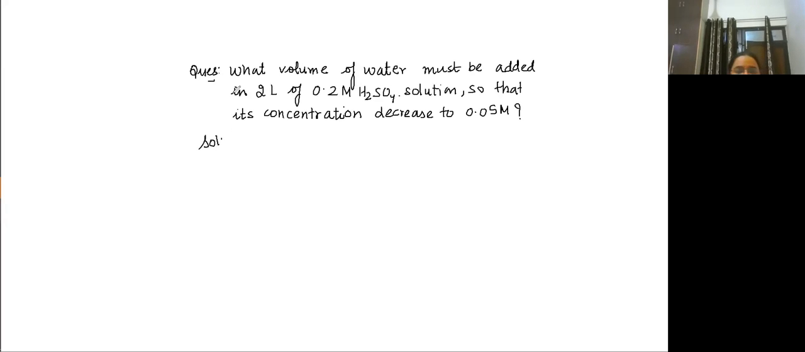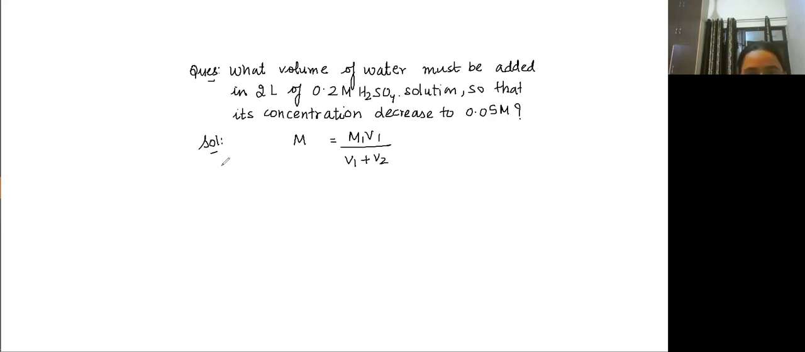So which case is this? You have to find out the volume of water that should be added to H2SO4. Is this a case of dilution or not? And what is dilution? M final is equal to M1 V1 divided by V1 plus V2. This is the formula that we use in case of dilution.